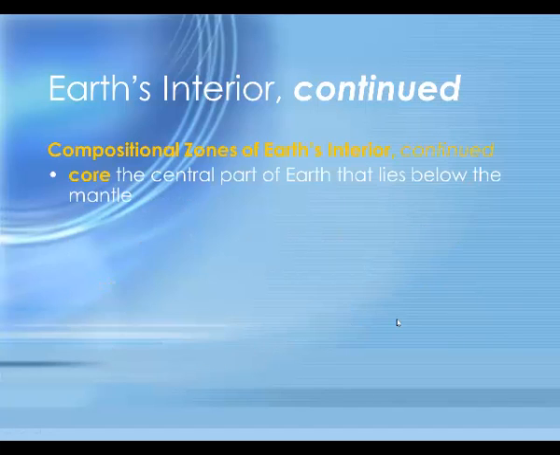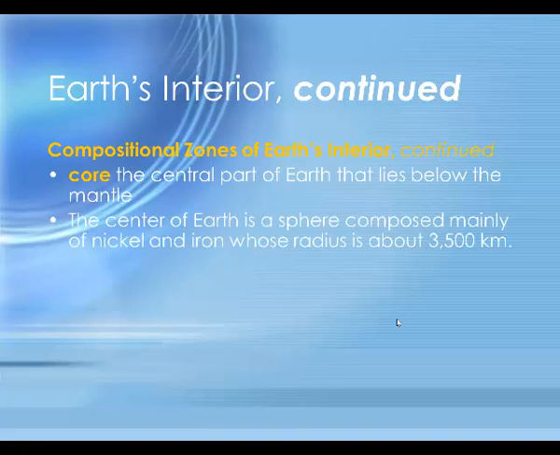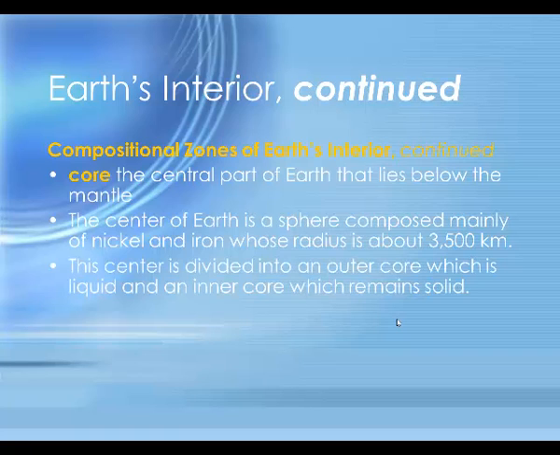The core. The core is the central part of Earth that lies below the mantle. The center of the Earth is a sphere composed mainly of nickel and iron, whose radius is about 3,500 kilometers. The center of our planet is divided into 2 parts, the outer core and the inner core. The inner core is thought to be solid, the outer core is thought to be liquid.